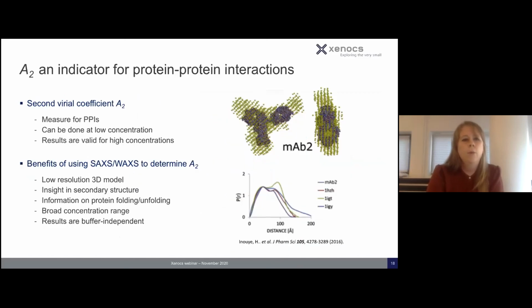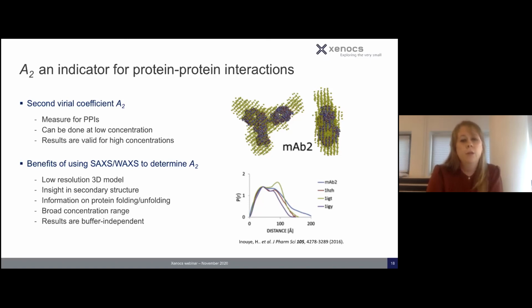So an example where they studied the second virial coefficient with SAXS is this monoclonal antibody 2. And they used this second virial coefficient as a measure for the PPIs. The benefit of using this parameter is that it can be done at low concentrations, which means that you save material for other experiments. But the results are also valid for high concentrations. So you basically don't need as much material.